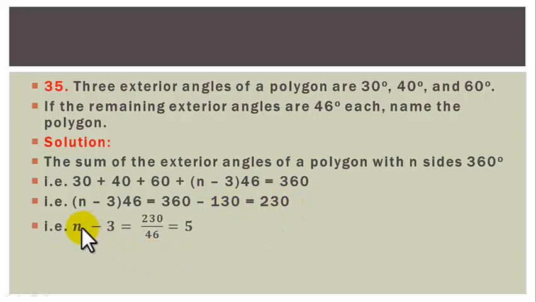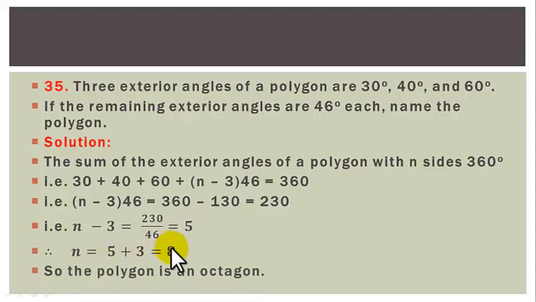So therefore, n minus 3 will be equal to 230 divided by 46. That is, if you divide both sides of the equation by 46, we will have n minus 3 equals 230 divided by 46. And this is equal to 5. If n minus 3 is equal to 5, it implies that n is equal to 5 plus 3, which is equal to 8. Therefore, the polygon is an octagon. Question number 36.